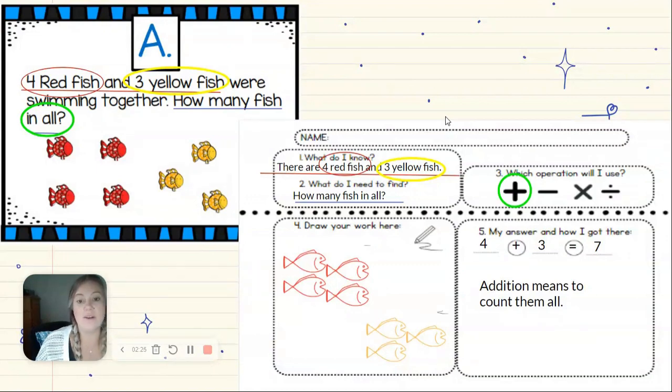That is our very simple, easy way to use a graphic organizer. This graphic organizer can be used for addition, subtraction, multiplication, or division. You could also use it for place value, geometry. You can use a graphic organizer for anything that you need to problem solve with.